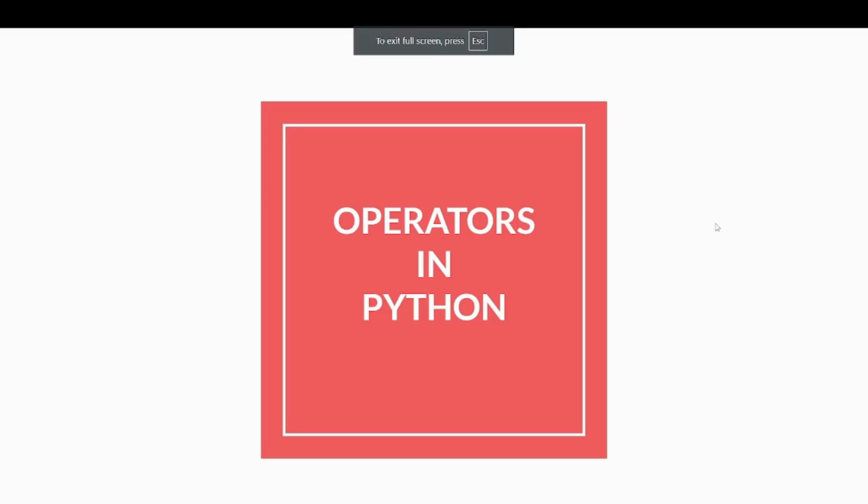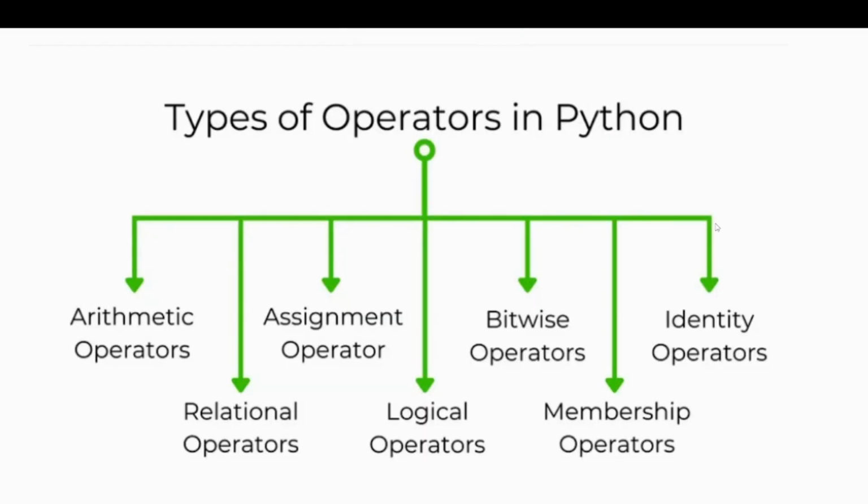Today we are going to learn about operators in Python. So let's get started. So now let's see the operators. First, there are 7 operators in Python. First one is arithmetic, relational, assignment operator, logical, bitwise, membership and identical. So here the membership and identical are two special operators.